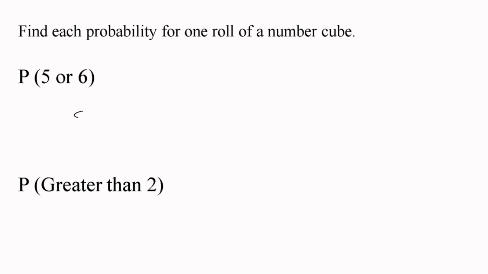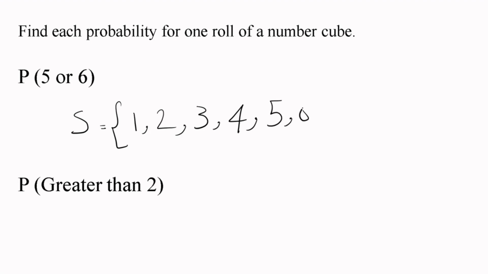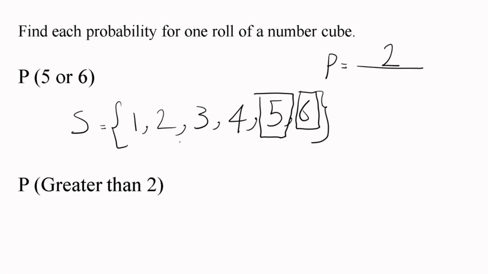Again, I'm starting with writing the sample space. 1, 2, 3, 4, 5, and 6. We want to calculate P of 5 or 6. It means when it is 5 or when it is 6, it is desirable. So these are the favorable outcomes. Again, P is equal to the number of favorable outcomes. I have 2 here, divided by all the possible outcomes, which are 6, and I can simplify it, and the answer will be 1 over 3.